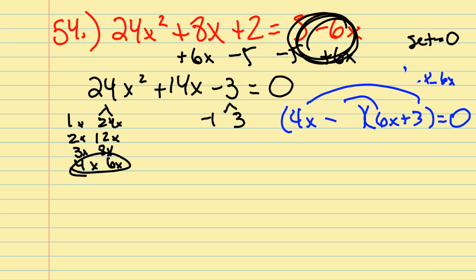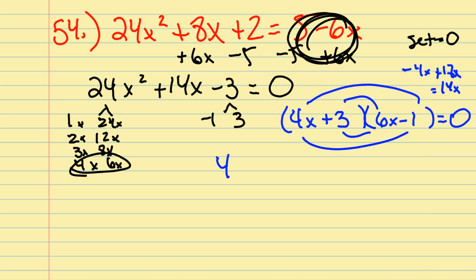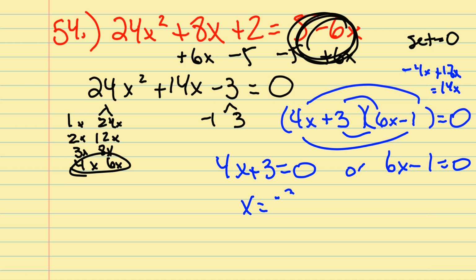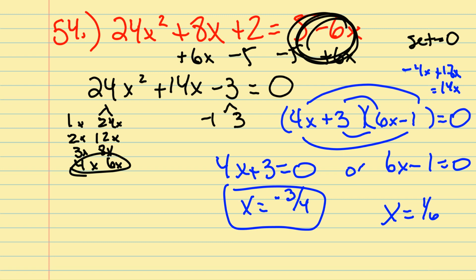So before I do anything, I got to switch those two. So I put +3, -1. I get -4x. The inside gives me +18x, and that's what I want, 14x. So these are my answers. So I say 4x +3 equals 0, or 6x -1 equals 0. I minus 3, then divide by 4, x equals -3/4. I add 1, then divide by 6, x equals 1/6. And that's it for 54.